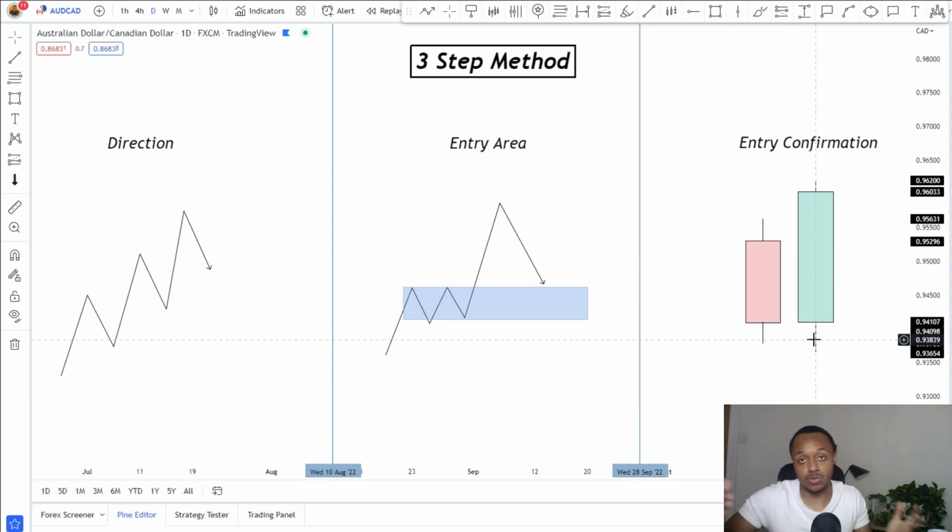An engulfing candle here is probably my most traded entry confirmation. Look for that, enter the trade, put your stop loss underneath the level, underneath the candlesticks, then you can trade your higher time frame bias. So that's all it is.